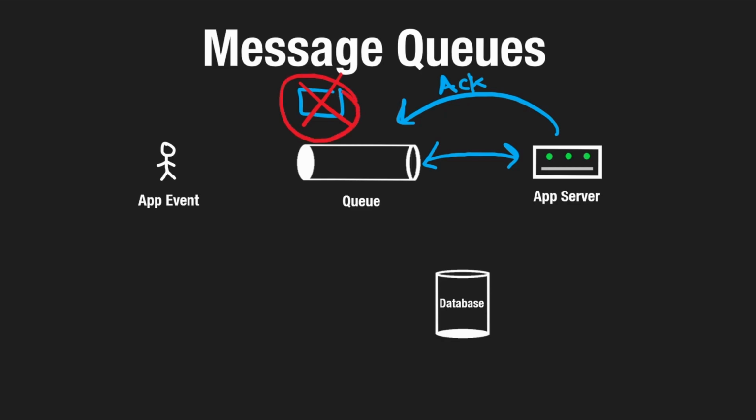If the queue sent that message and it did not receive an acknowledgement from the server, then the queue would try again. It would keep trying to send the message a certain number of times, or until the server acknowledged that it received the message and processed it.